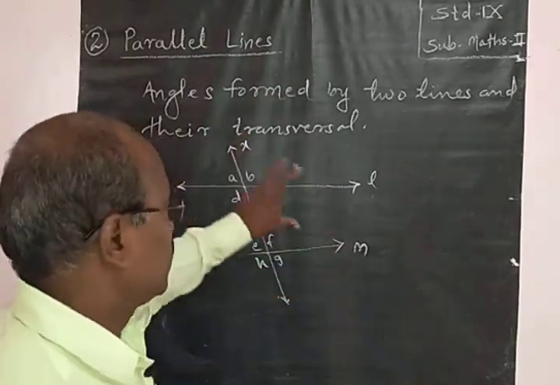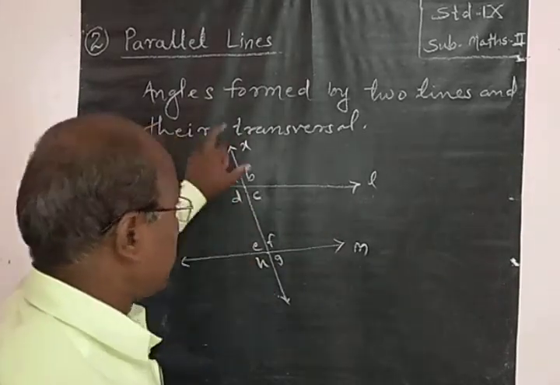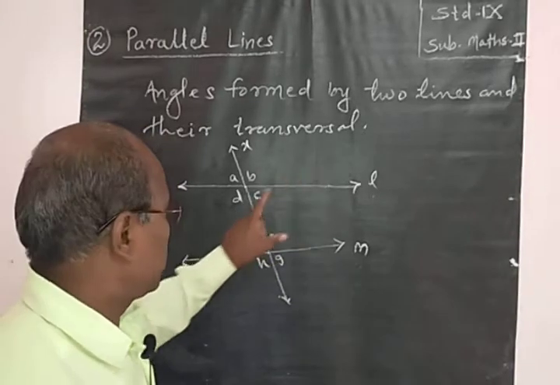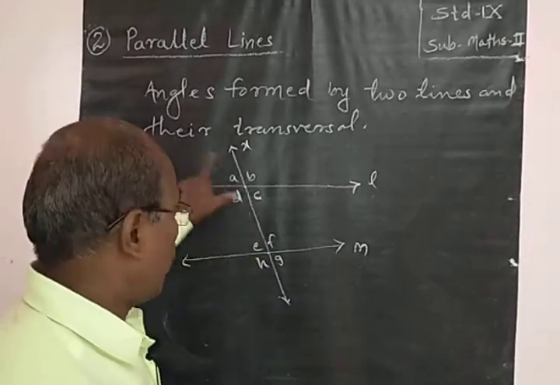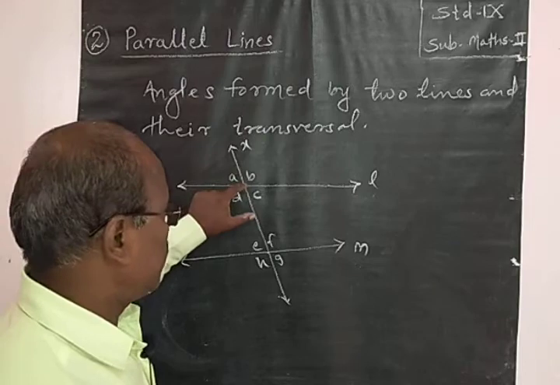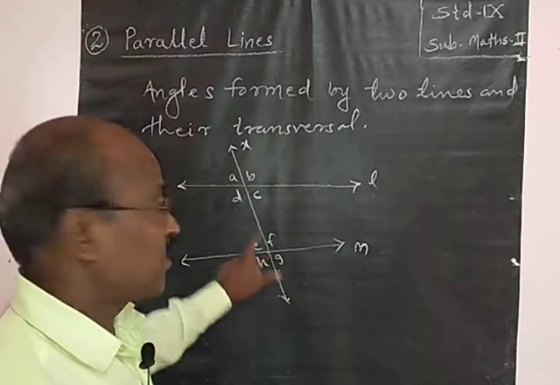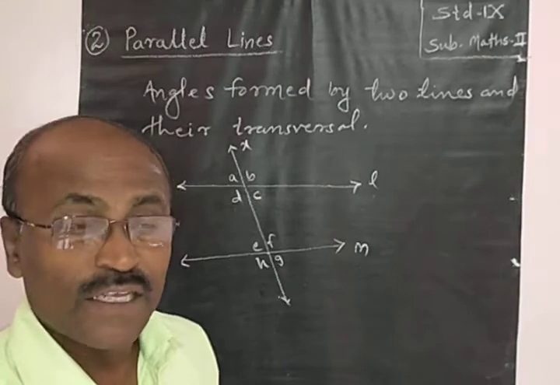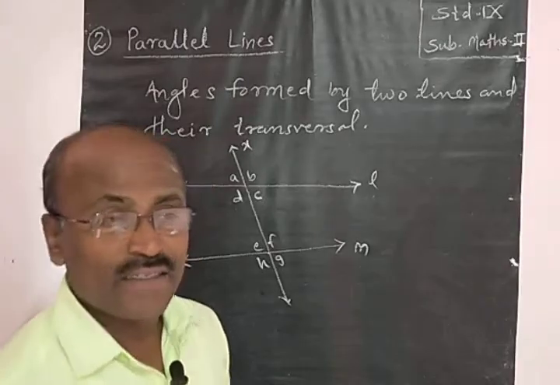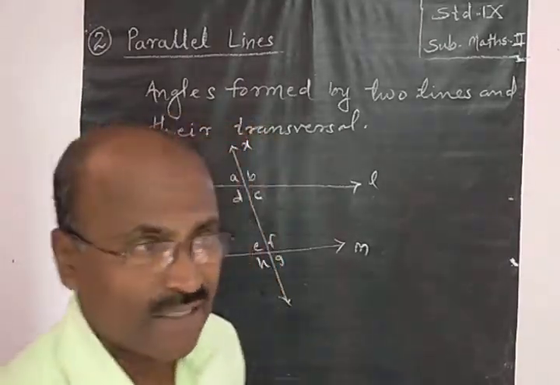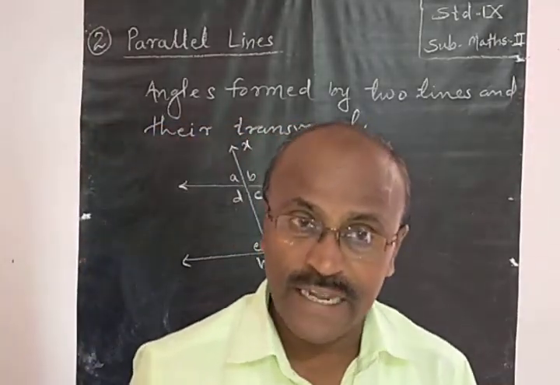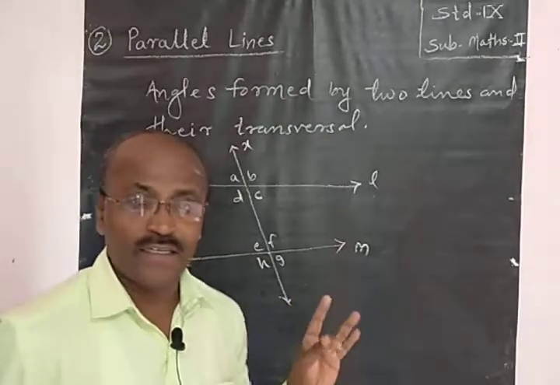So in this way, if the transversal intersects the two lines, how many angles are formed? 8 angles are formed. 4 angles at this point and 4 angles at this point. Therefore total 8 angles are formed here. Out of these angles, some pairs of angles are formed. That are pairs of corresponding angles, pairs of interior angles, and pairs of alternate angles.